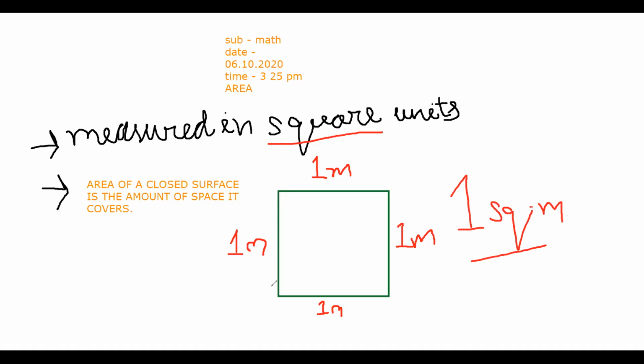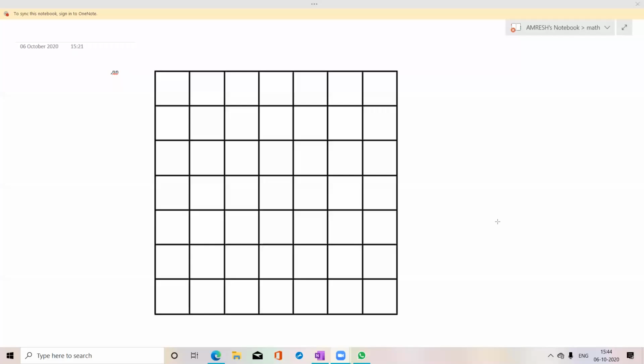So it is the area which is closed by the surface is known as area. It is different for rectangle, different for circle, different for triangle, but in this chapter you will only read about square units. Please note it down in your copy or note.